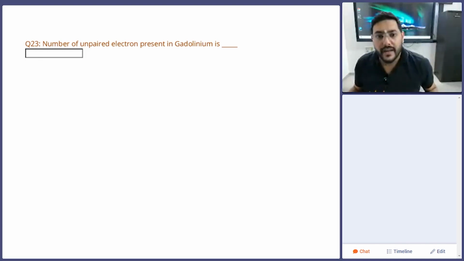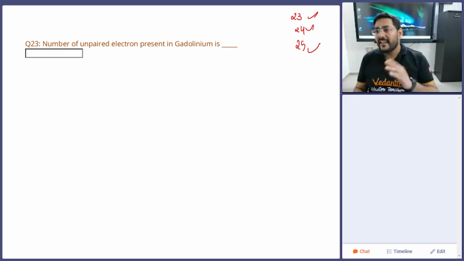Number of unpaired electrons present in gadolinium. They have asked questions on lanthanide electronic configurations in 2023, in 2024, and in 2025 also. They have asked related to the configuration part, so that is very, very important. So kindly go through lanthanide electronic configuration and the d-block electronic configuration properties.